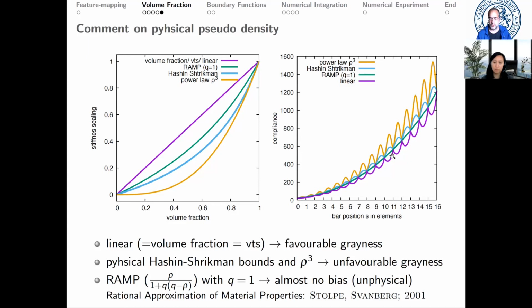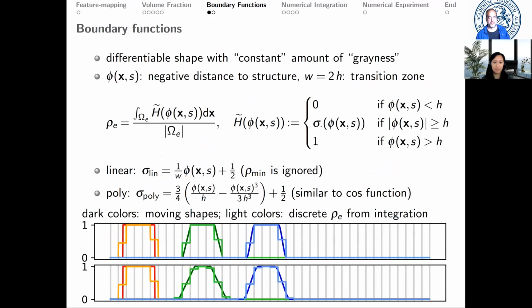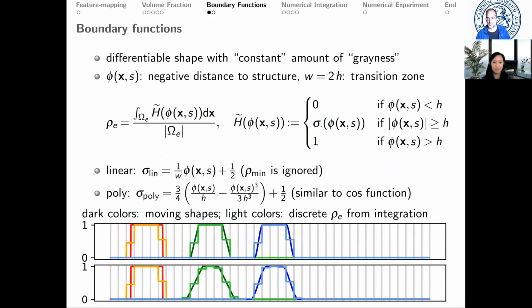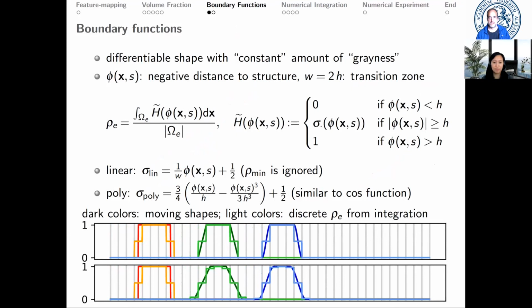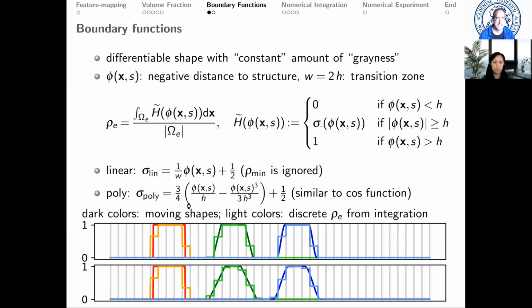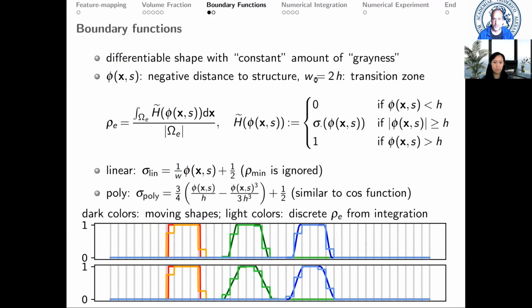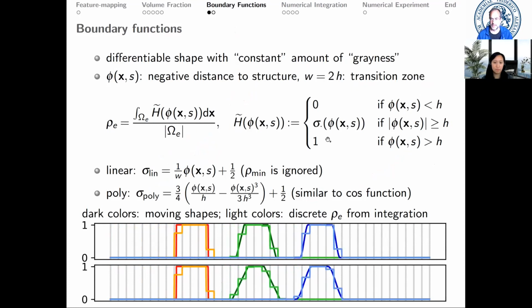But when we are below the conforming mesh and above the conforming mesh curve, there shall be something which is in between. And this can be found with the ramp function with a parameter of q equals 1. So what people do is they don't have the step function, but they have differentiable shape functions. And these shape functions have a constant amount of grayness, whatever constant means, whatever grayness means in which measure. And for these boundary shape functions, we need a design distance function. We have a transition zone in elements.